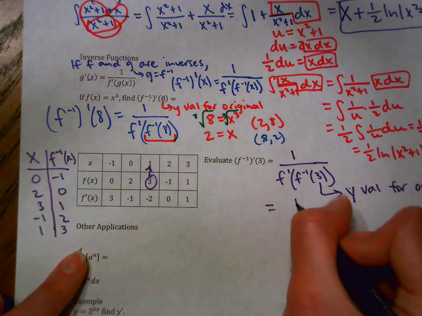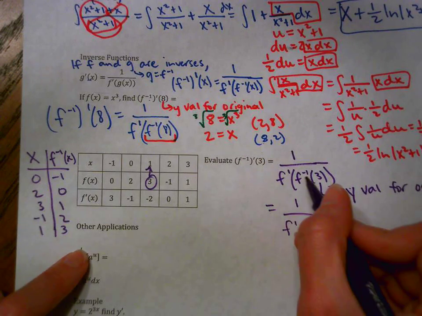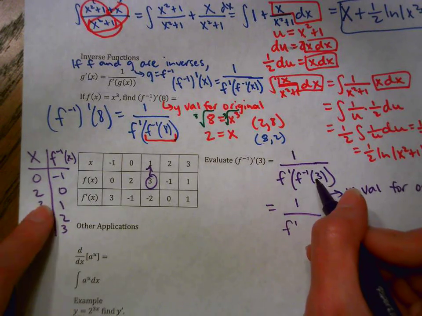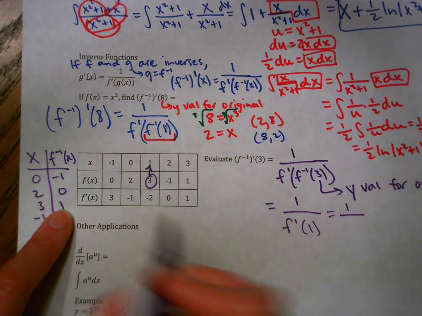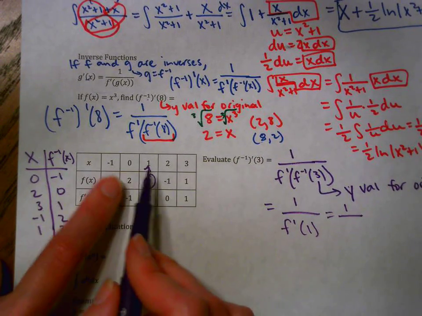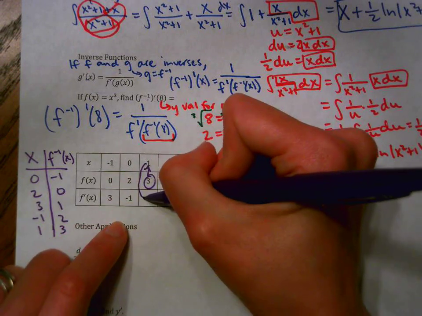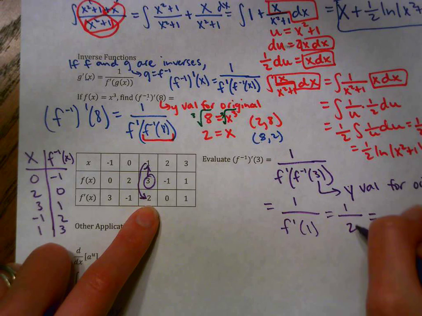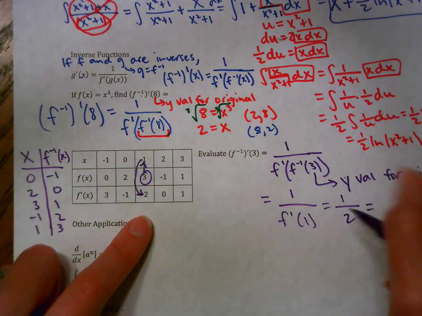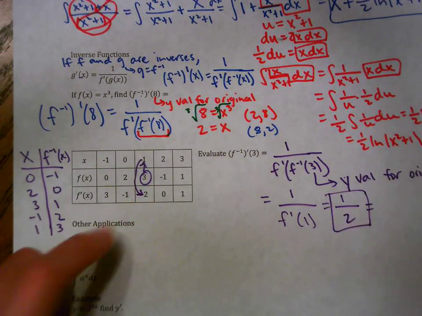So that'd be 1 over f prime. We just said the inverse at 3 is 1. So now we need 1 over f prime of 1. So you go back to the original table. When x is 1, go to f prime, which would be 2. That's your answer, 1/2.